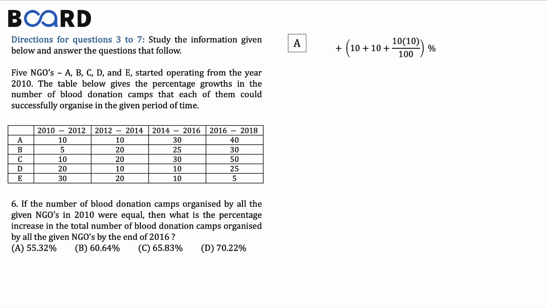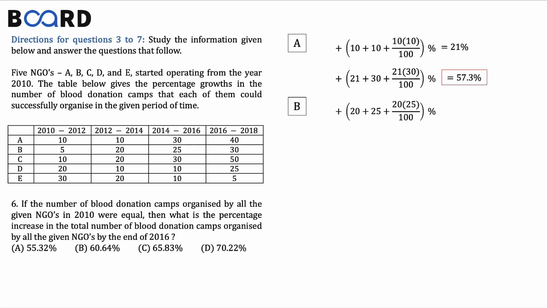So A, we initially calculate the successive percentage from 2010 to 12, 12 to 14. That's 10 and 10. So 10 plus 10 plus 10 into 10 upon 100, that gives us 21%. Then 21% successive with 30, that gives us 57.3%. So for A, the percentage increment from 2010 to 16 is 57.3%. What about B? We apply the same procedure with B, 5, 20 and 25. Okay, remember one thing.